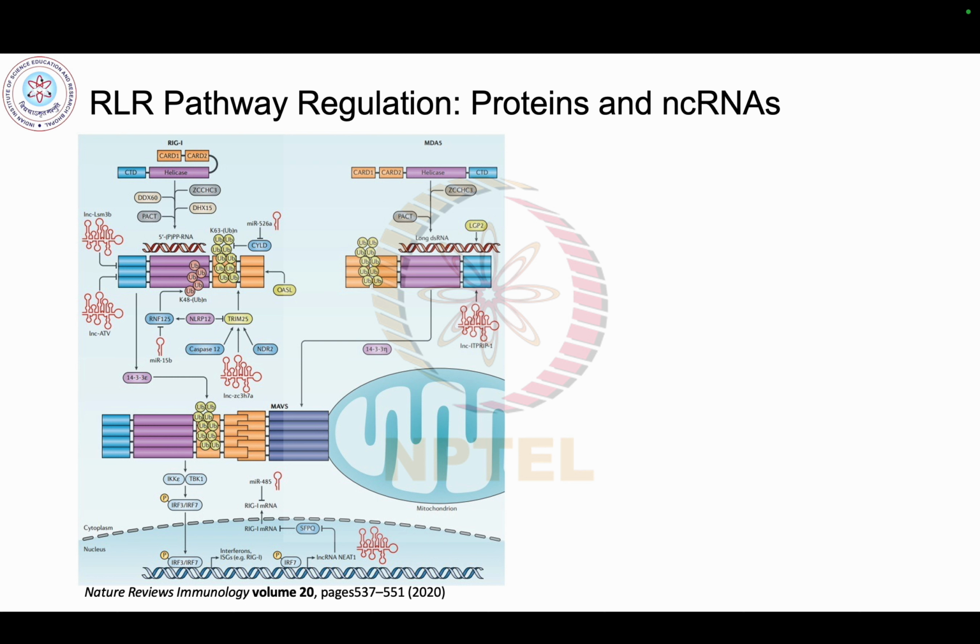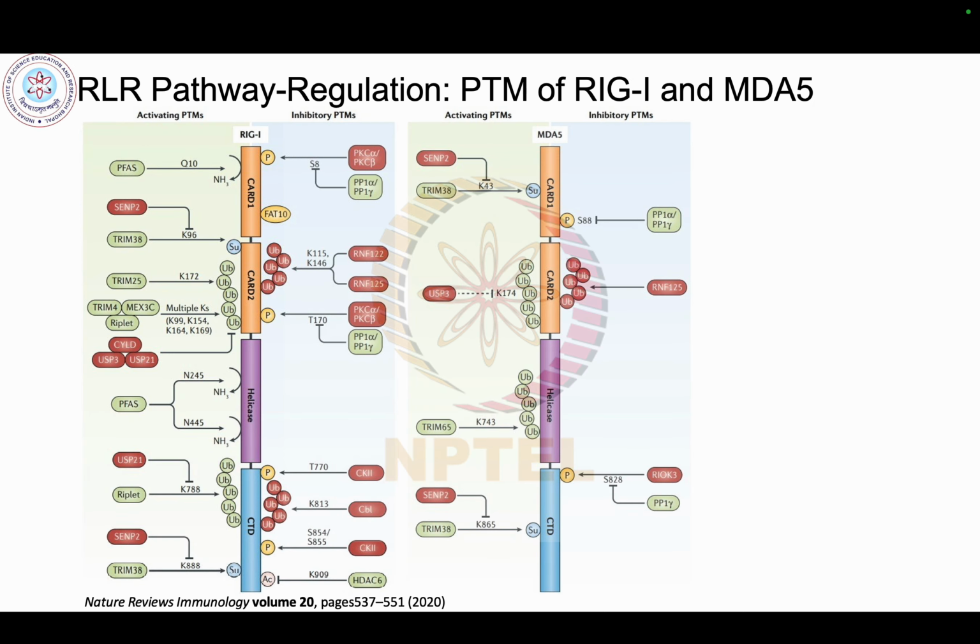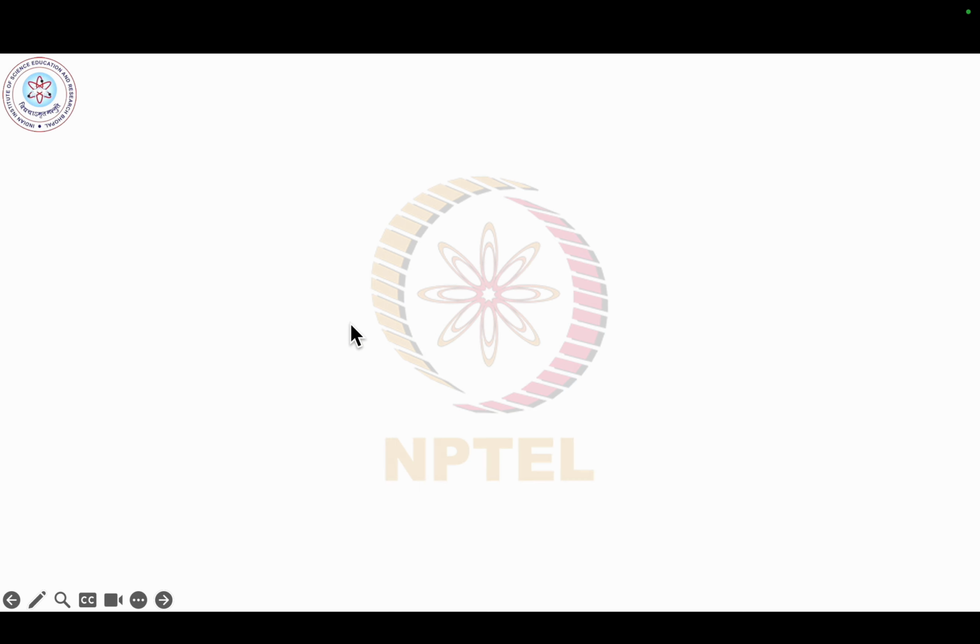So this is RLR pathway regulation, and different proteins and non-coding RNAs are involved. Okay, so some activating post-translational modifications and inhibitory post-translational modifications are also involved here. There are some post-translational modifications, that is lysine 172 ubiquitination, which activate this pathway, and some inhibitory post-translational modifications are also there, which inhibit this pathway.